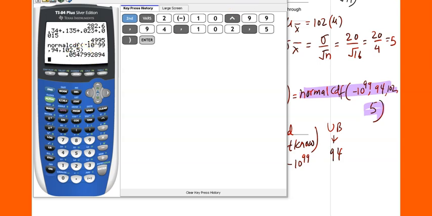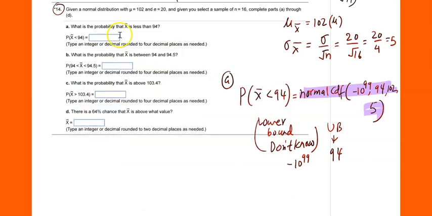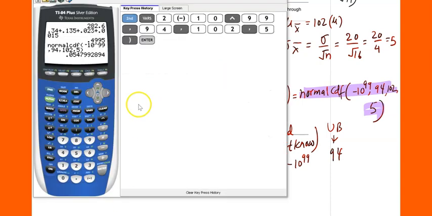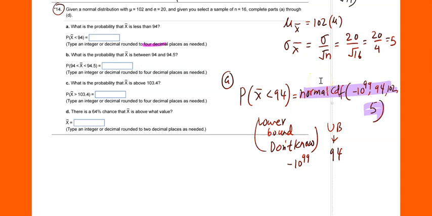0.05479. If you round it to 4 decimal places, as the instruction says, round it to 4 decimal places, okay? Therefore the answer must be 0.0548, okay? 0.0548, that's the answer, or that's the probability of x bar less than 94.